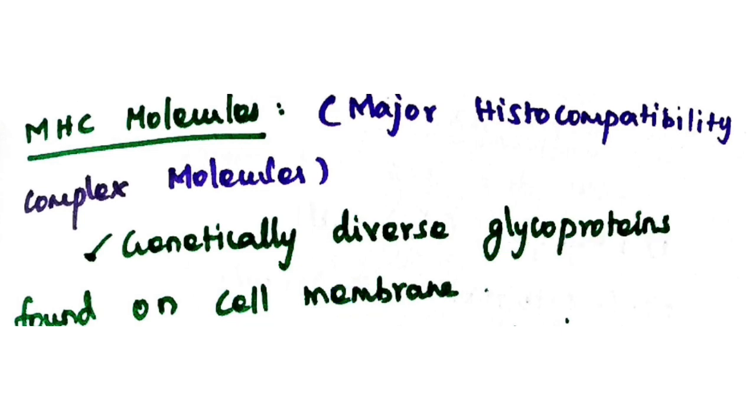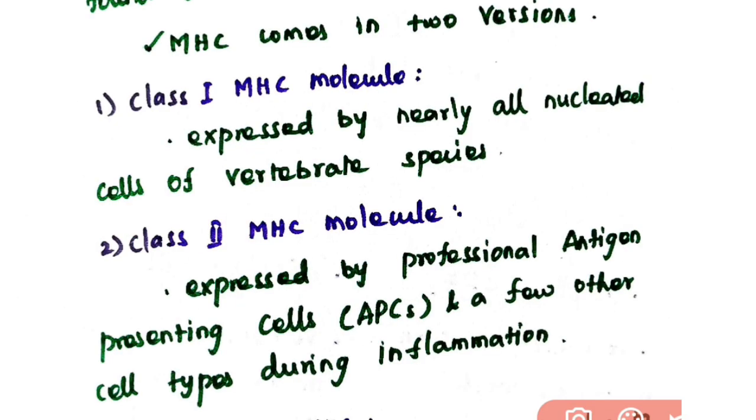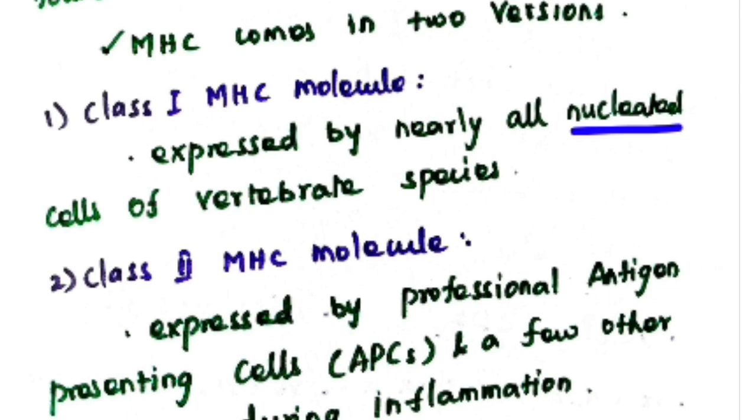Okay, then there are two types of MHC molecules: class 1 MHC molecule and class 2 MHC molecule. Class 1 MHC molecules are expressed by nearly all nucleated cells of vertebrate species. Nucleated cells means these cells possess a nucleus. In humans, almost all cells possess a nucleus except RBC and platelets. So almost all the cells express class 1 MHC molecule except RBC, that is red blood cells, and platelets.